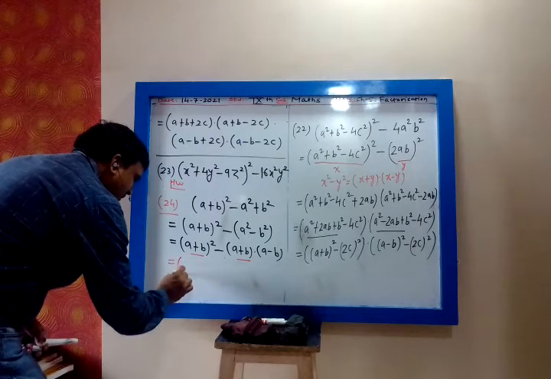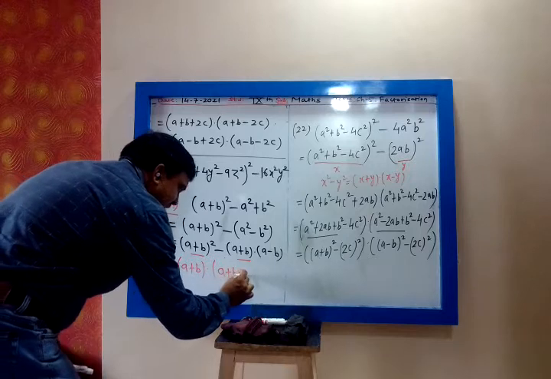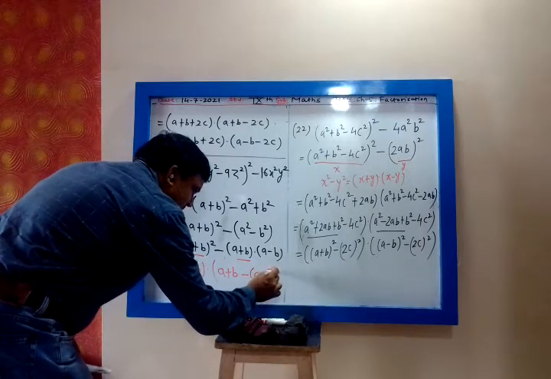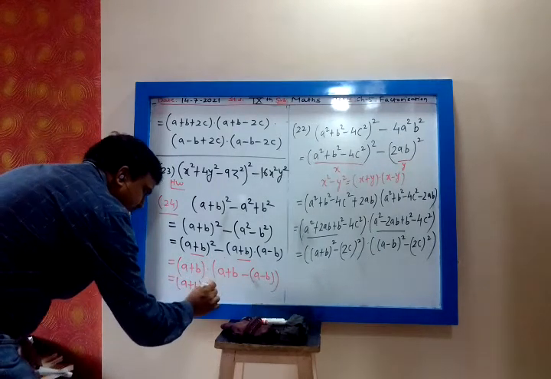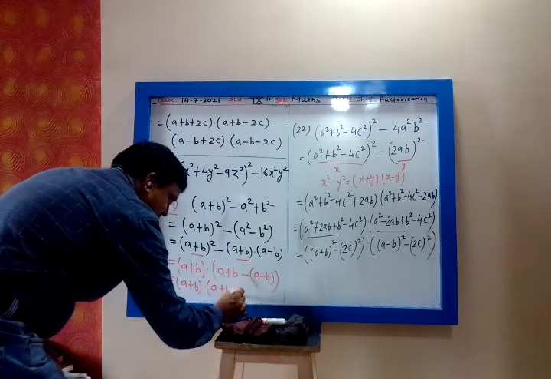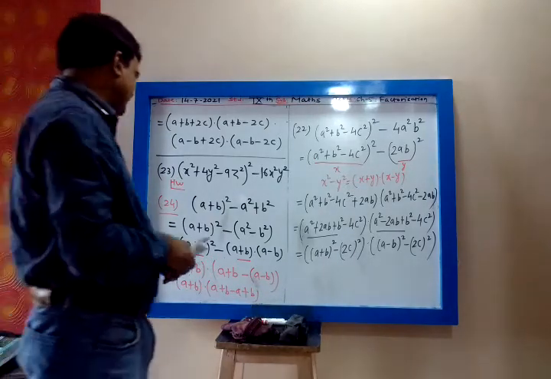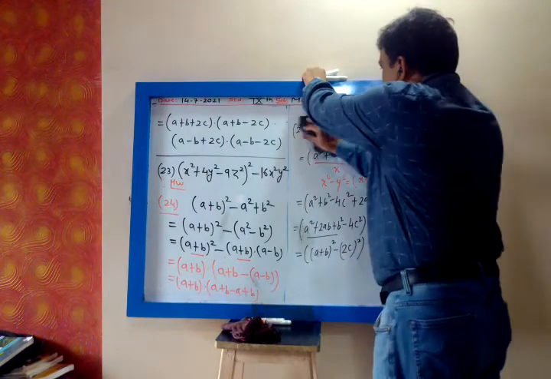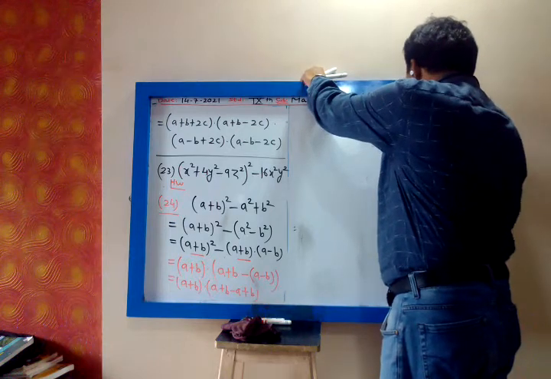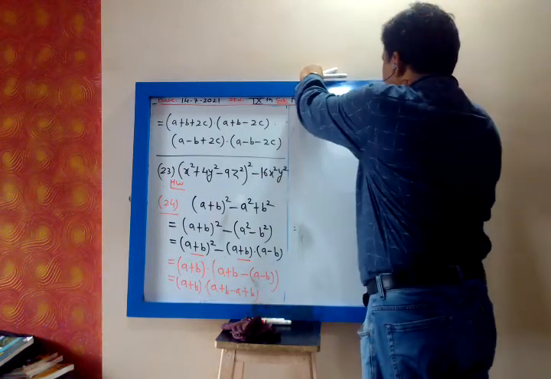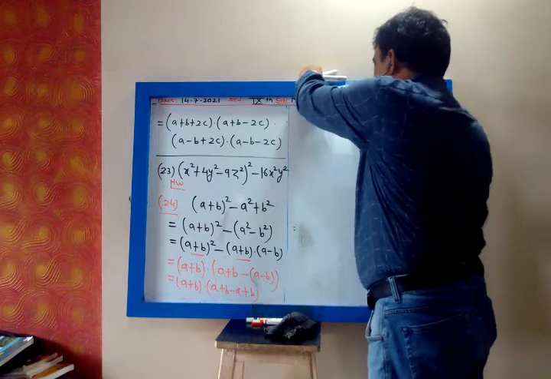So I will take a plus b common, then what is left? It is a plus b minus a minus b. So this is a plus b into a plus b minus a plus b. So a gets cancelled. So that is a plus b into 2b. b plus b is 2b. So a plus b into 2b. That is the answer. Okay.